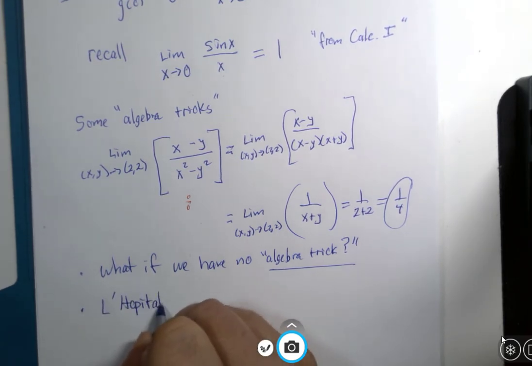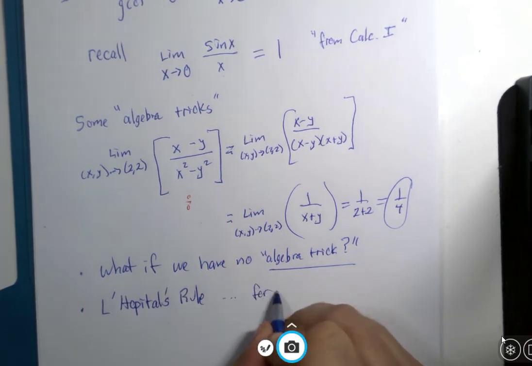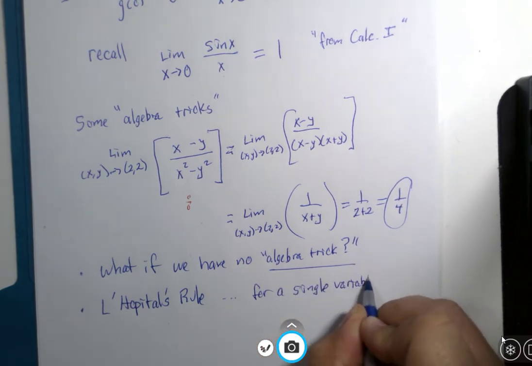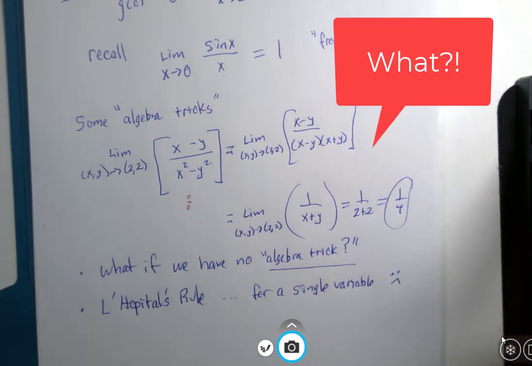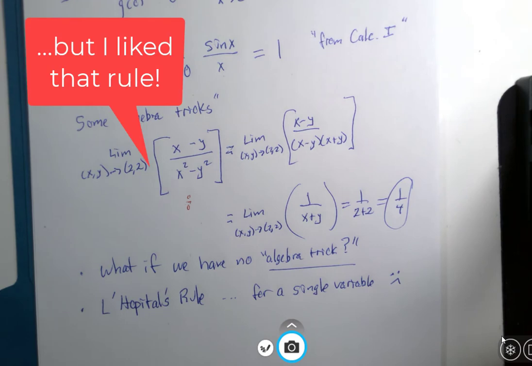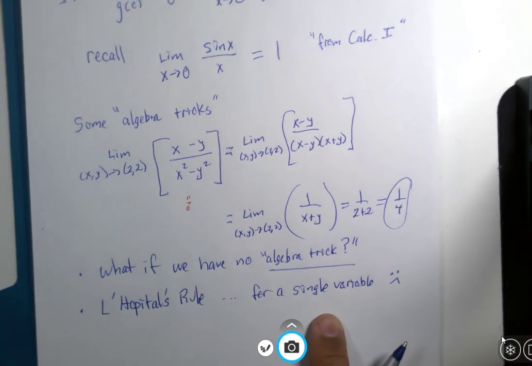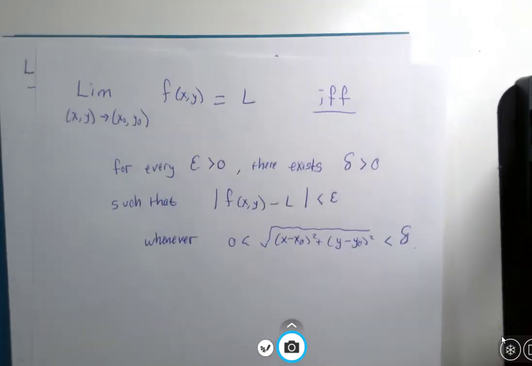Sometimes it's called L'Hopital's rule for a single variable. So we don't get to use it in here. Now there may be an extension if you were to do some serious searching around. I mean, the internet is a pretty vast place. But there will be no L'Hopital's rule for our particular course. So here is the question. What are we supposed to do about this?